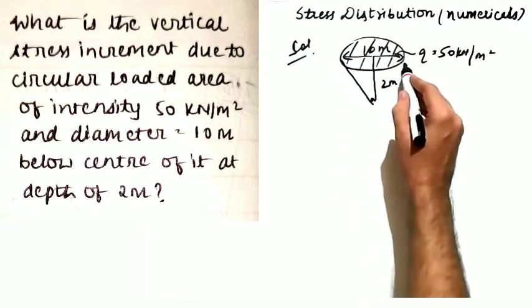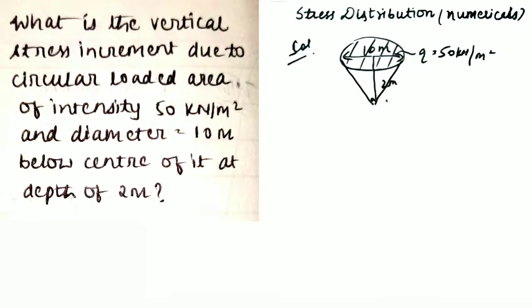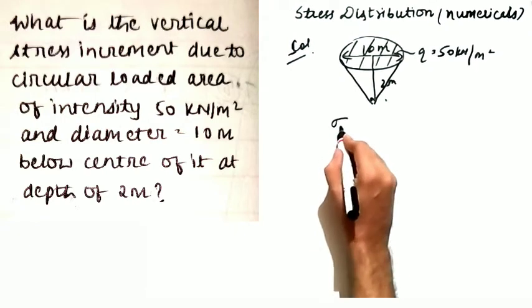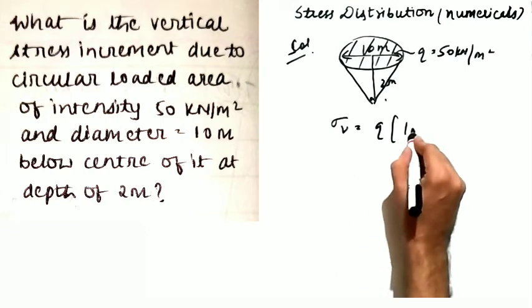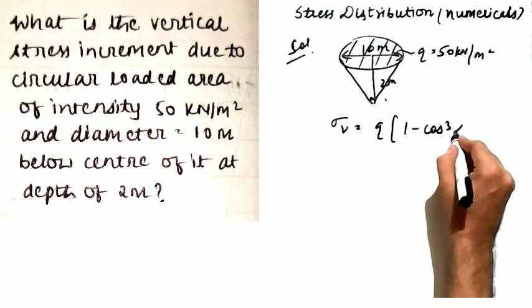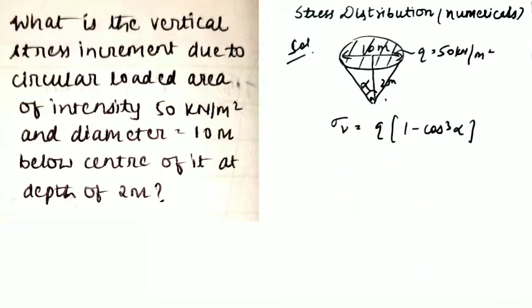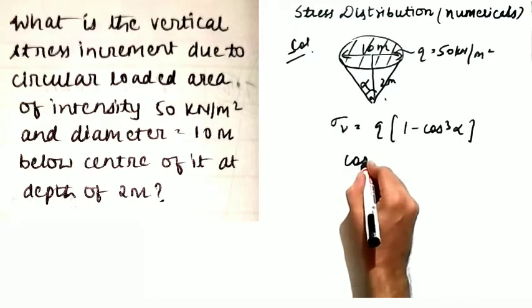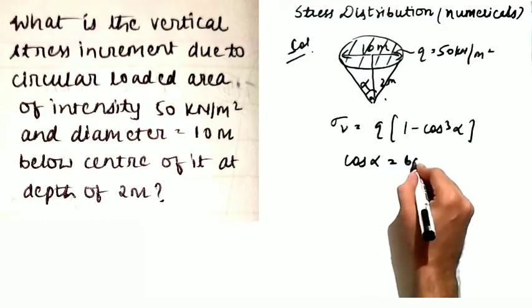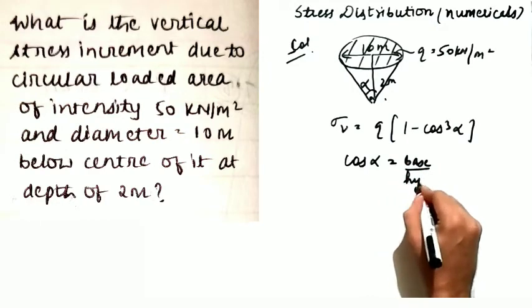So it will be a cone shaped area, and you have already studied the stress distribution for this cone shaped area. It is equal to Q(1 - cos³α). What is alpha here? This is the alpha angle here. Now since you are not given alpha, you can calculate cos alpha directly. You know what cos alpha is? Cos alpha is always equal to base upon hypotenuse.